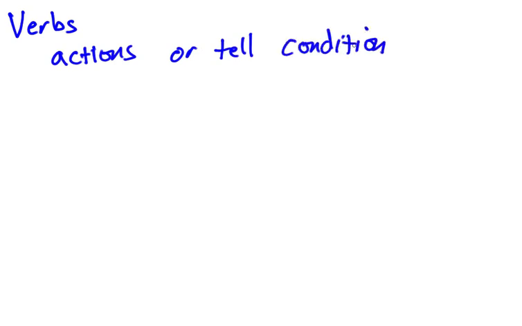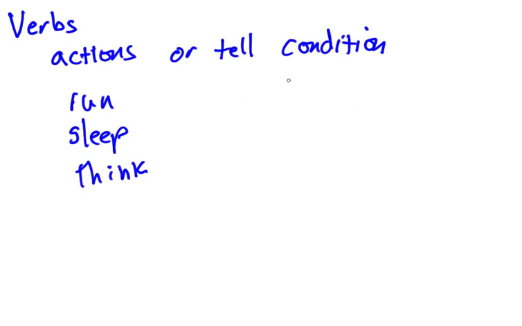Okay, so verbs are words that are actions or tell the condition. Alright, so actions, you know, things like run, sleep, think. All of these are actions, although some of them probably seem that there's not much to the action, not much happening.